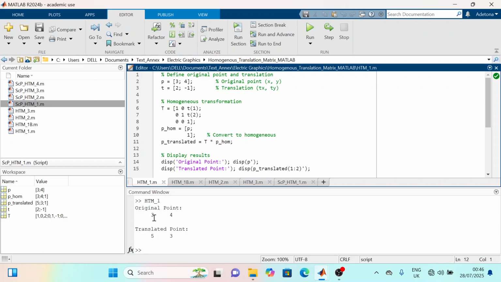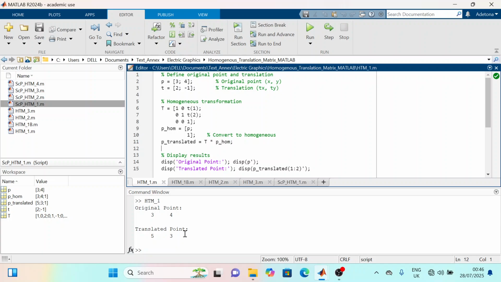After 3 has moved 2 units away, we got 5. When 4 moves -1 away, 4 minus 1, we have gotten 3, and this is what we have obtained. And this is our example 1 when I was presenting the lecture.